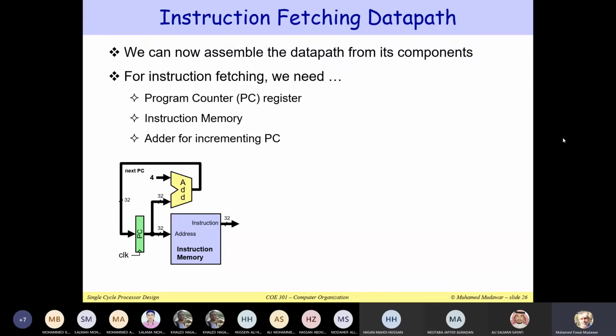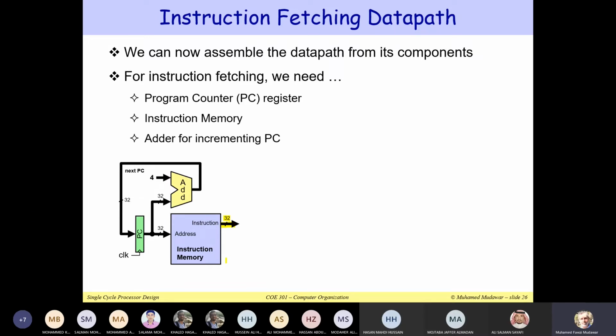And the address is connected to the instruction memory. So once we connect the address to the instruction memory, we get the instruction at the output of the instruction memory. So the address is the input, the output is the instruction itself. Notice that the output consists of 32 bits. So this is a bus consisting of 32 wires.